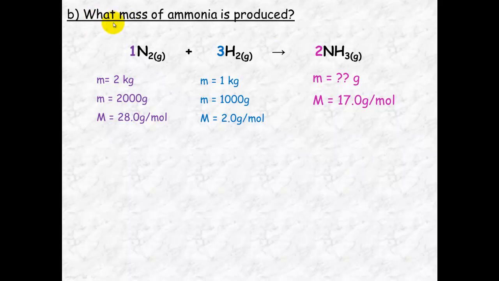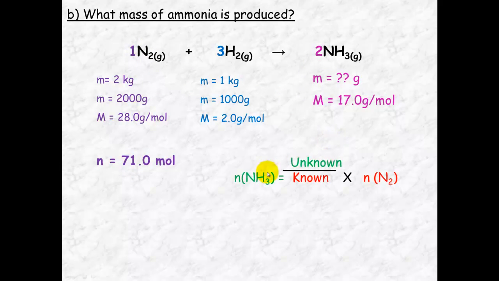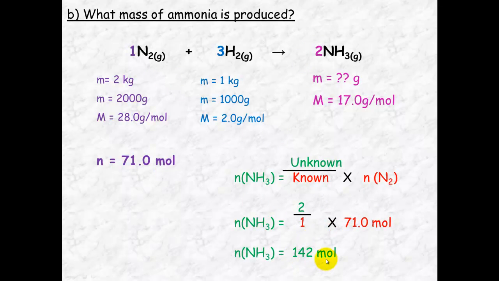The second part of the question wanted to know what mass of ammonia is produced. So we've just worked out that the number of mole of our limiting reactant is 71 mole. It's a 1:2 ratio here of ammonia produced. So number of mole of ammonia equals unknown divided by known times the number of mole, which equals 2 divided by 1 times 71. So we have 142 mole of ammonia produced.